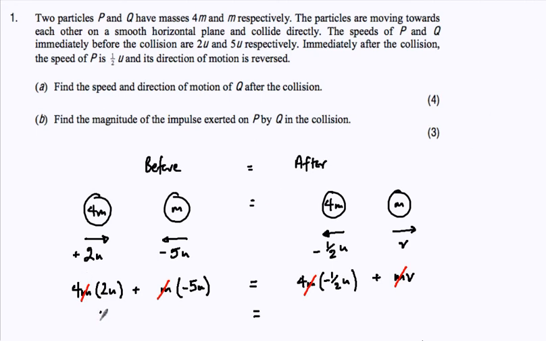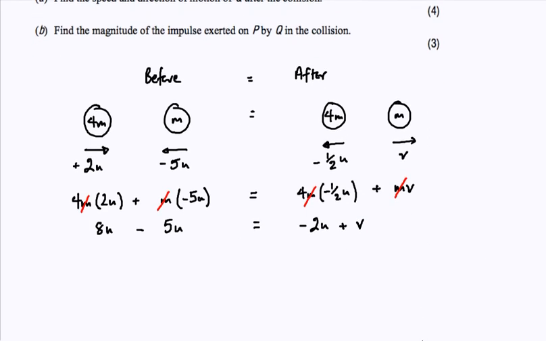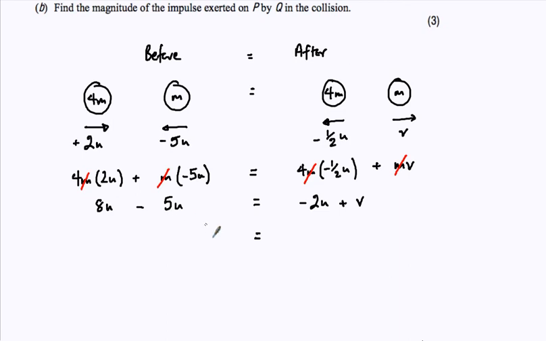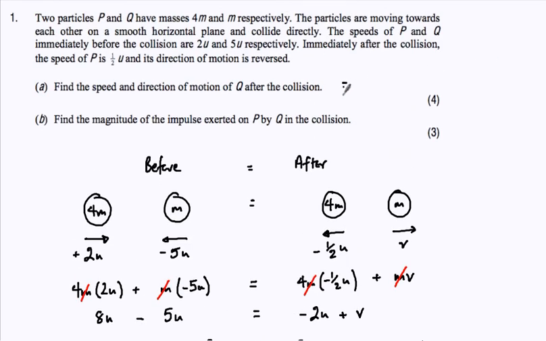And sort this out. We have 8u minus 5u, negative there, minus here, half of 4 is 2, and the v that we don't yet know. I think this fairly quickly tells us that v is 5u. That's rather nice. So 5u, and we're done.